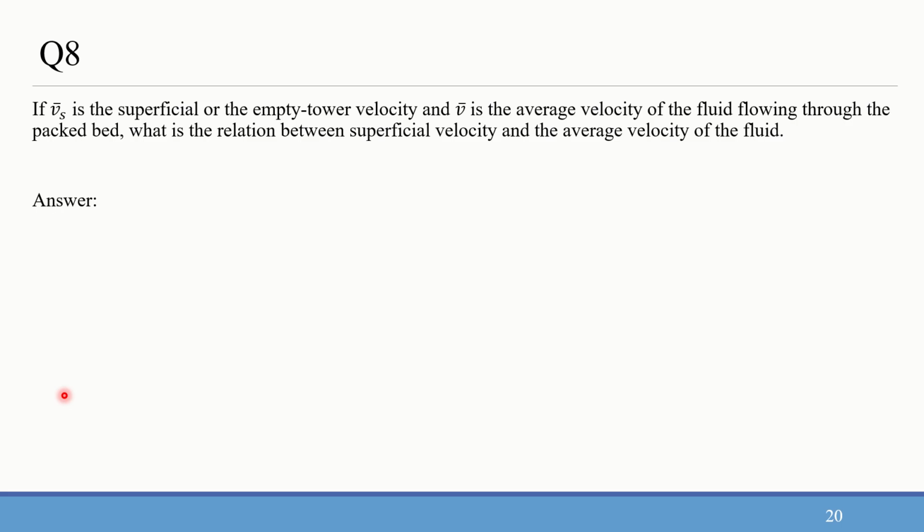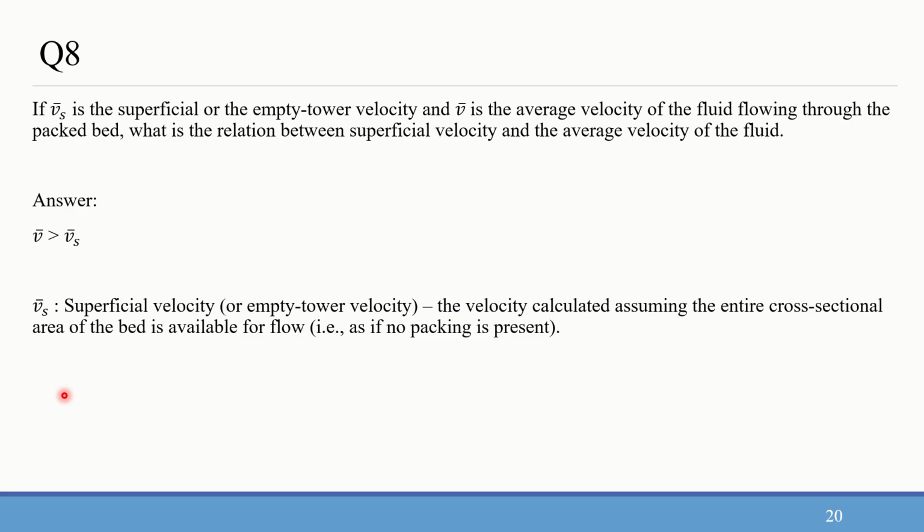So V bar will be greater than Vs because we are dividing Vs by the void fraction in the bed, and that gives us the average flow velocity of the fluid. So V bar will always be greater than Vs. So how is V bar greater than Vs?